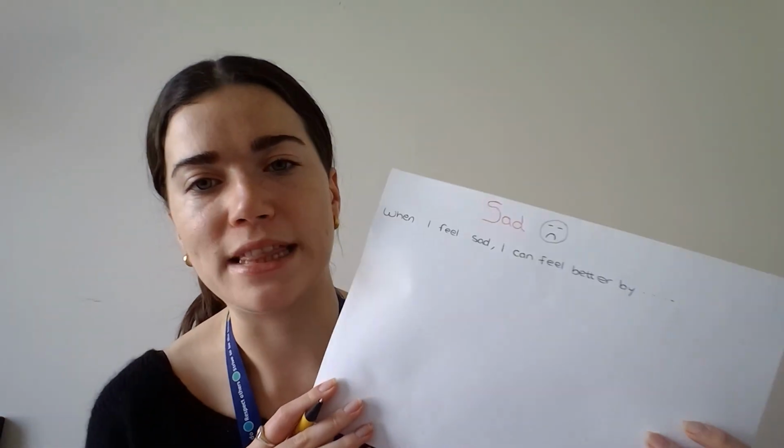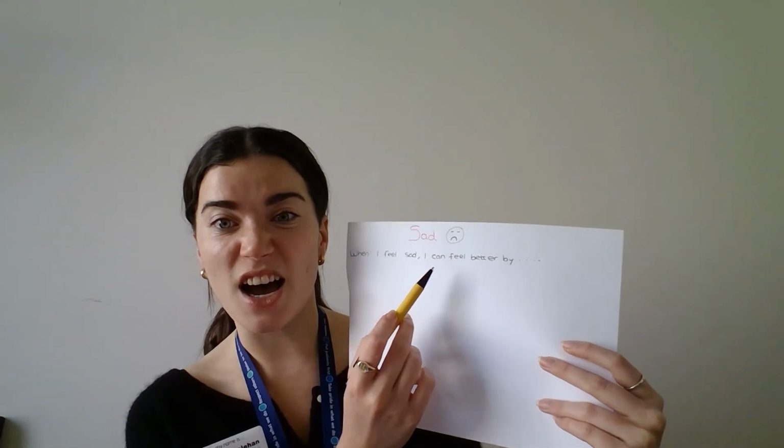So your resource will look like this. "When I feel sad, I can feel better by," and then you're going to put in your strategies. For the purpose of today's video, I'm going to give you some examples of generic strategies that we can use when we are feeling sad, but this can also facilitate the discussion with your child or student of what makes you feel better when you're feeling sad.